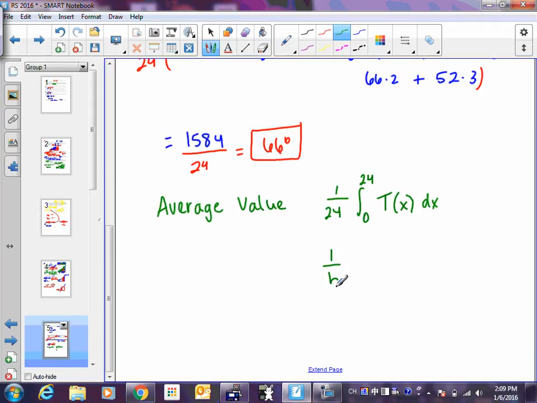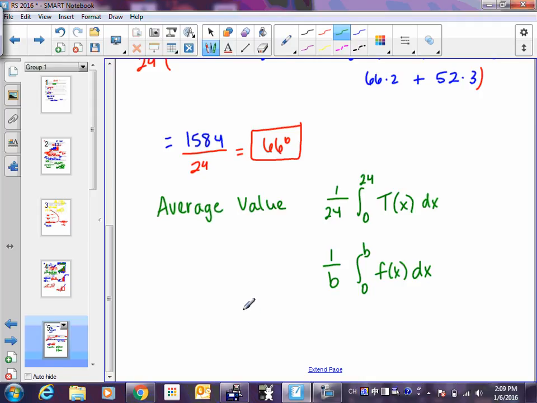The real formula looks like this: 1 over b, integral from 0 to b, of f of x dx. So you don't have to know this formula to do tonight's homework or anything like that. We already were able to come up with the answer otherwise. But I want you to make some connections between this and where we go with this next.